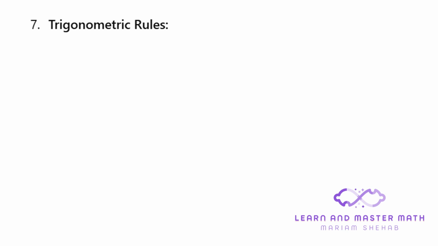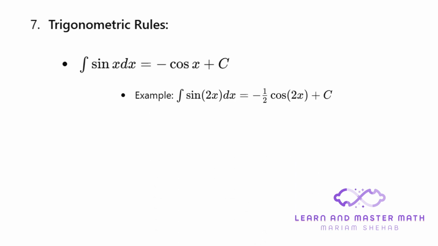Rule number 7, trigonometric rules. The basic trigonometric rules: the integral of sine x dx is minus cosine x plus c. For example, the integral of sine 2x dx is minus 1 over 2 cosine 2x plus c. Again, why did we put minus 1 over 2? I'm doing the chain rule because the inside function is 2x, and the derivative of 2x is 2.